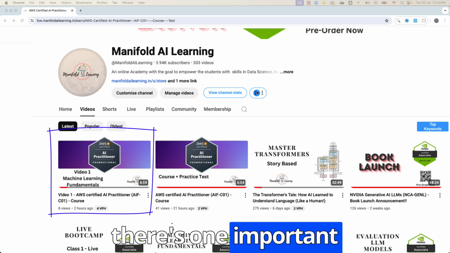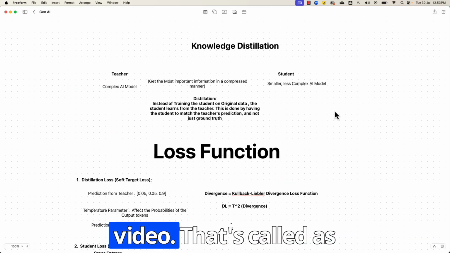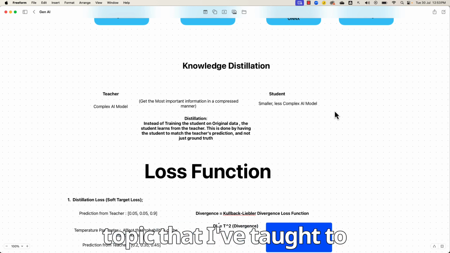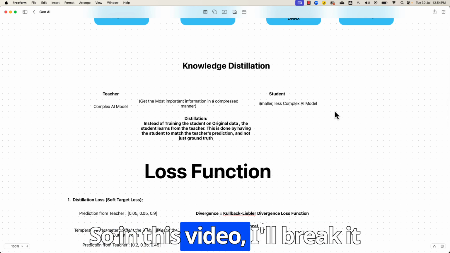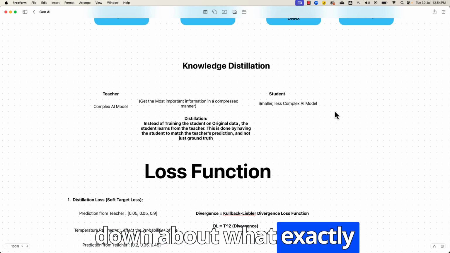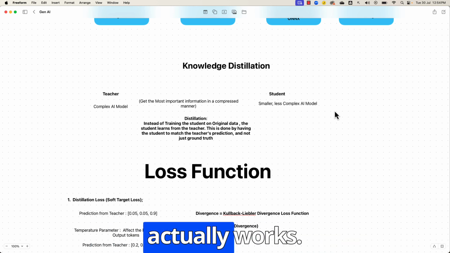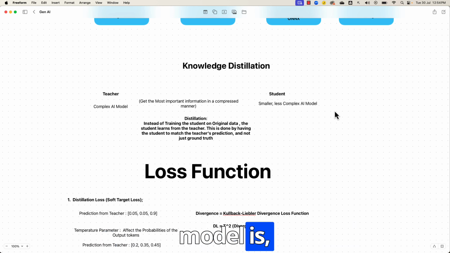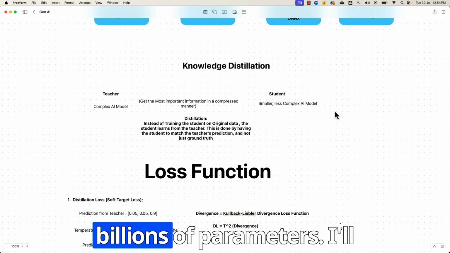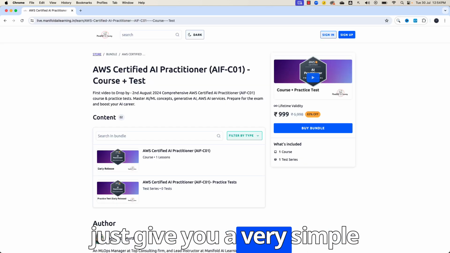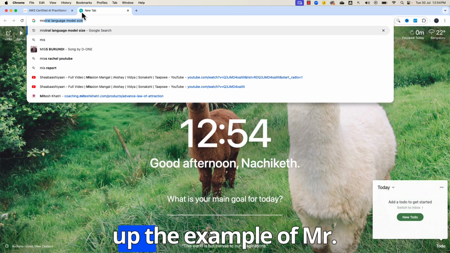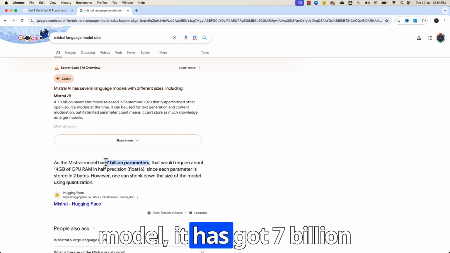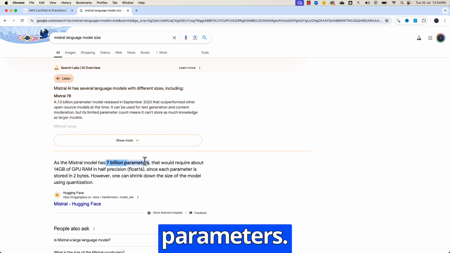There's one important concept that I want to share with you in this video, called knowledge distillation. This is one of the topics that I've taught to my bootcamp learners. So in this video, I'll break down what exactly knowledge distillation is and how it actually works. One of the main problems of generative AI models is that they have millions and billions of parameters. I'll give you a very simple example. Let's take the example of the Mistral language model. It has 7 billion parameters.